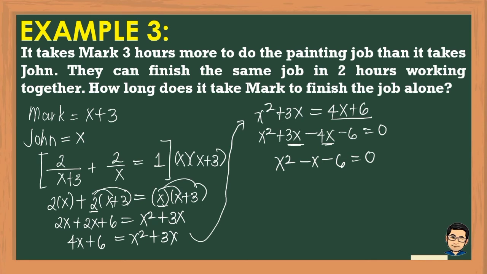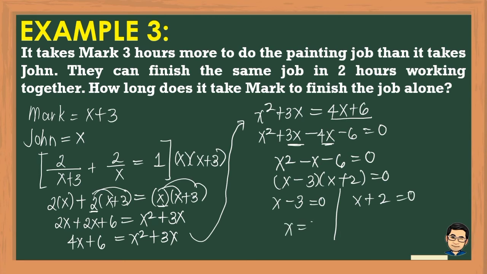Okay. So, what are the factors of negative 6 that will give a sum of negative 1? So, yun po ay negative 3 tsaka 2. So, x minus 3 times x plus 2 equals 0. And then, we equate each term to 0. So, magiging x minus 3 equals 0. X plus 2 is equal to 0. So, x minus 3 is equal to 0. That will become x equals 3.